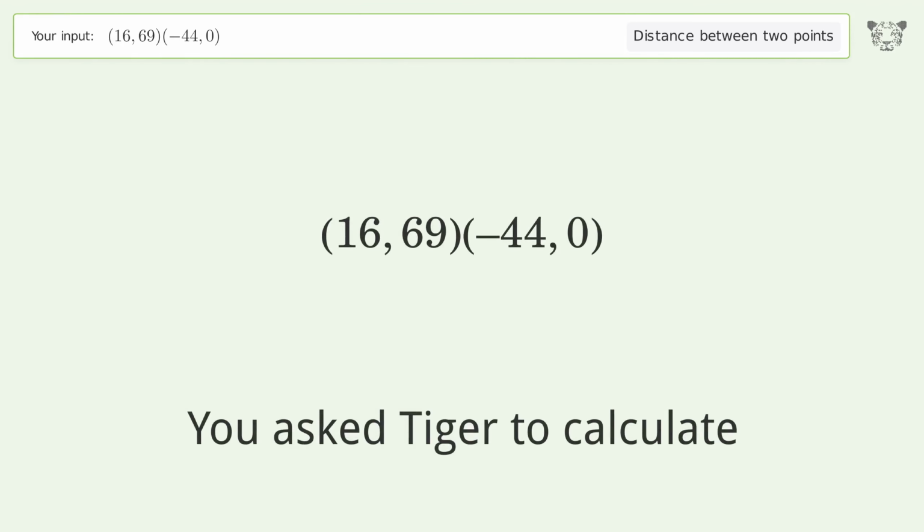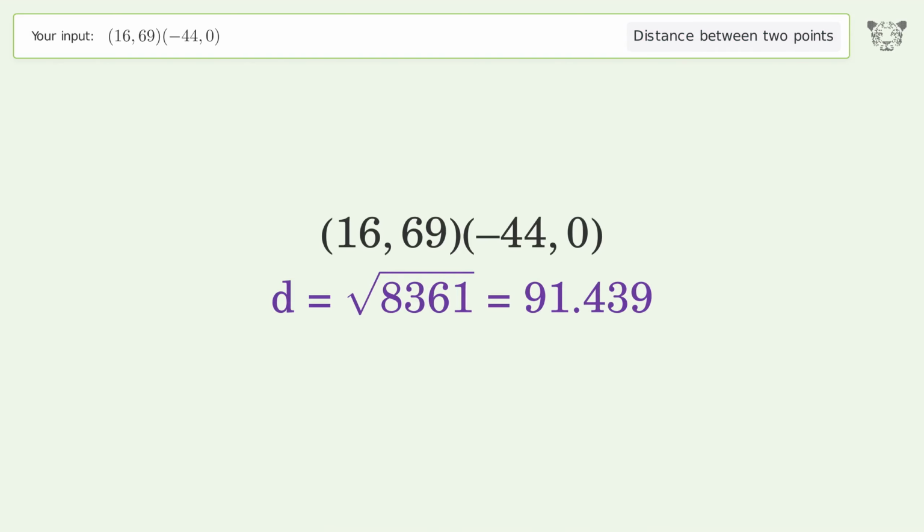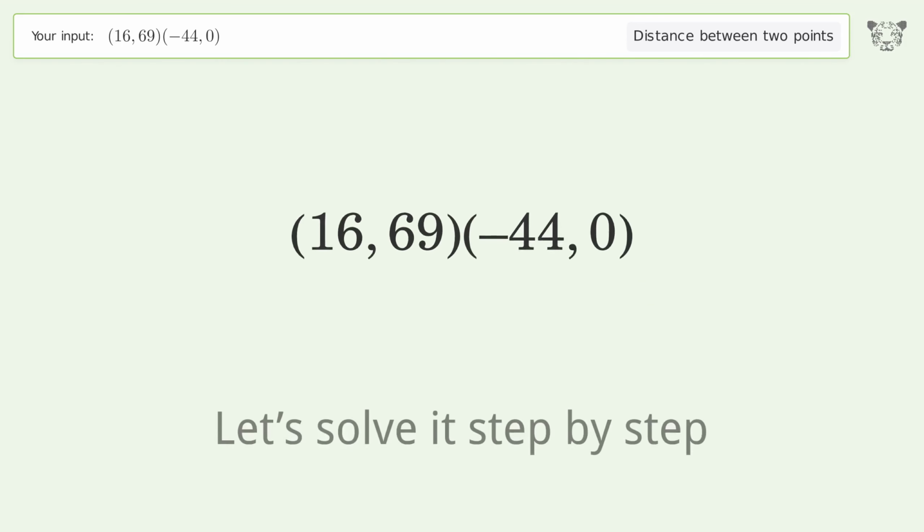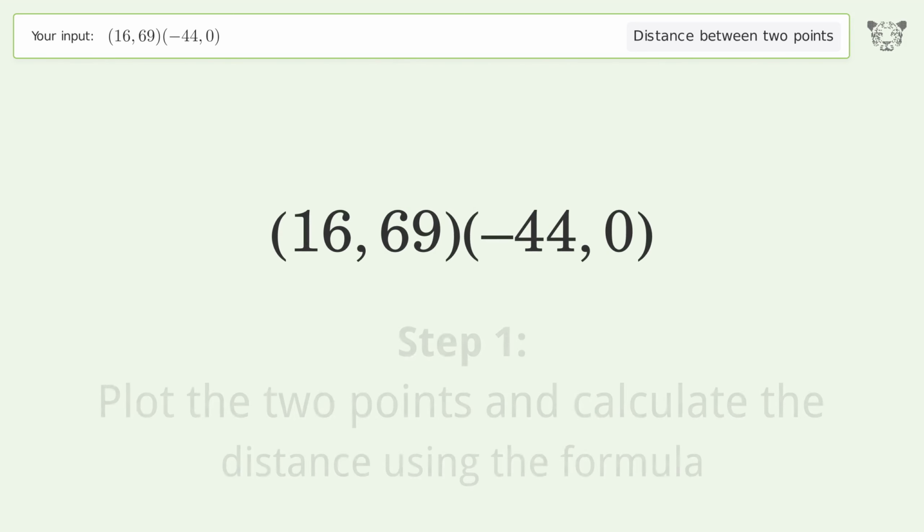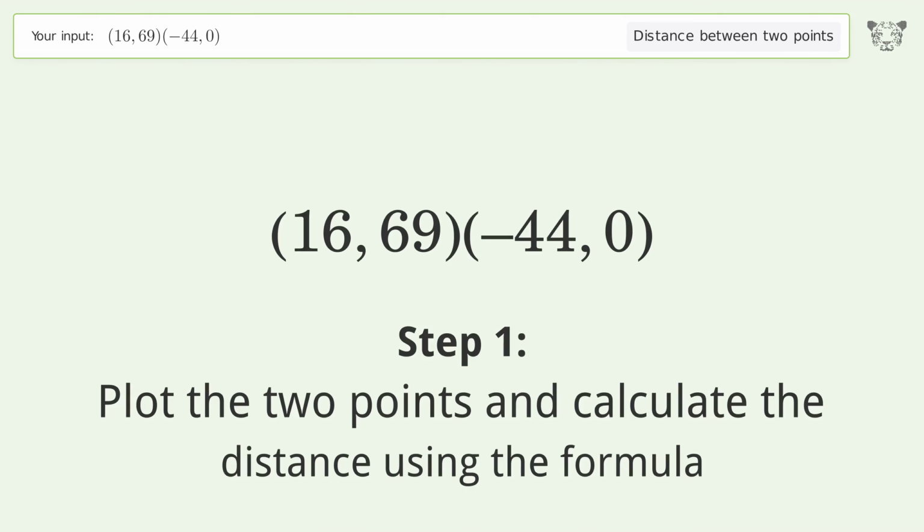You ask Tiger to calculate. This deals with the distance between 2 points. The distance between the 2 points is the square root of 8,361 or 91.439. Let's solve it step by step. Plot the 2 points and calculate the distance using the formula.